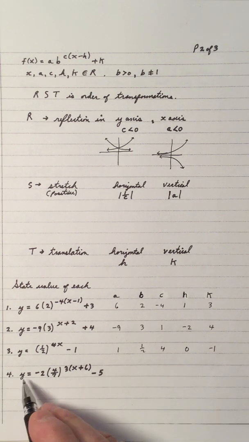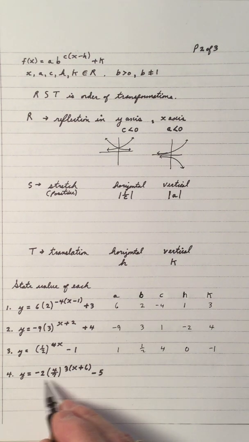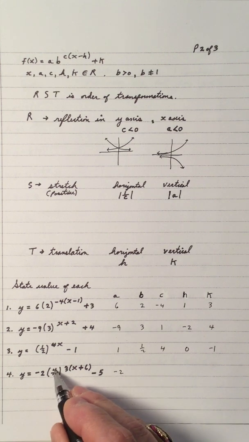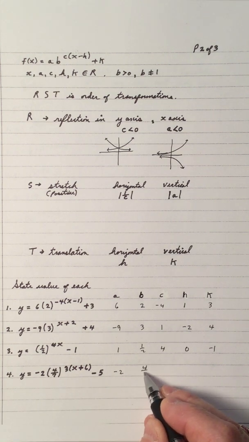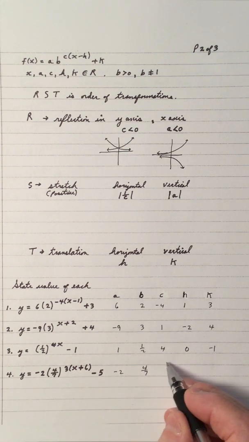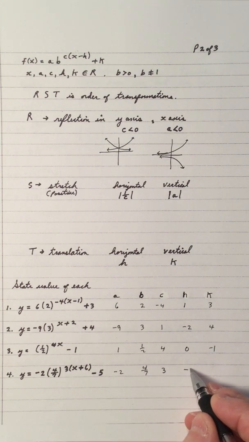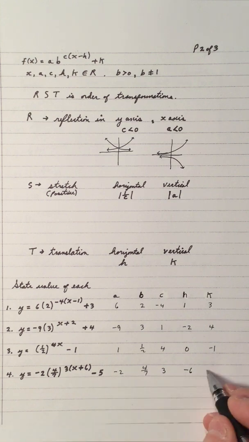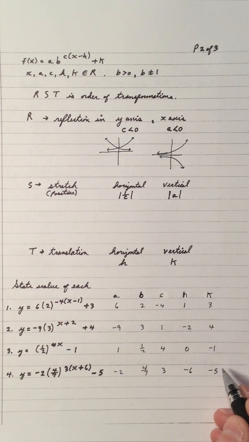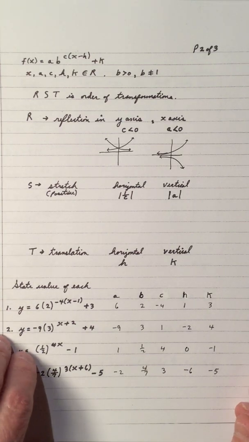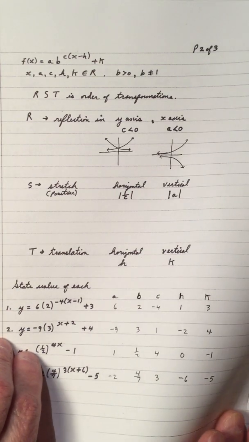And in number 4, a is negative 2, the base is 4/7, c is 3. The opposite of +6 is a -6, so h is -6. And k is -5. So that's picking out the values of a, b, c, h, and k.